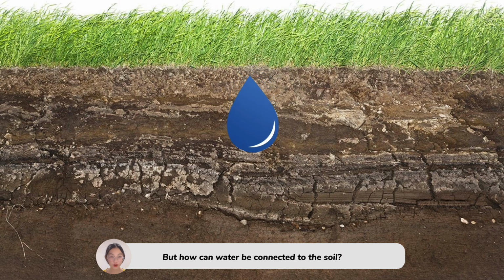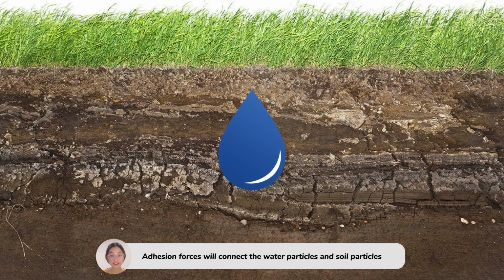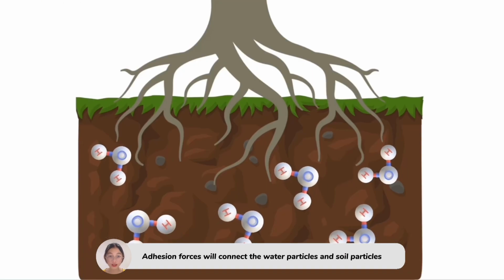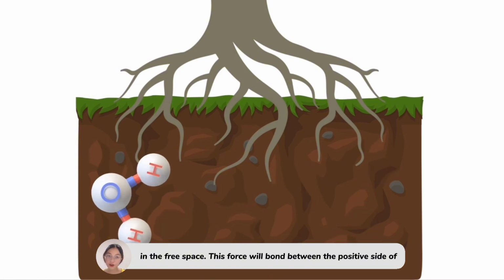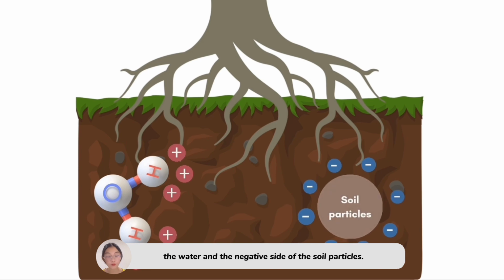But how can water be connected to the soil? Adhesion force will connect the water particles and soil particles in the free space. This force will bond between the positive side of the water and the negative side of the soil particle.